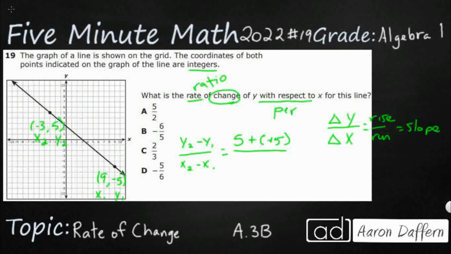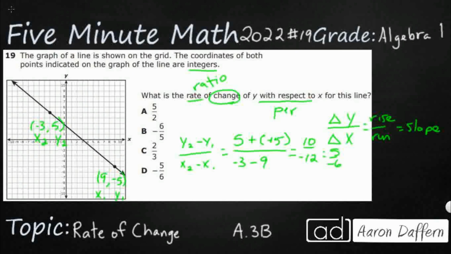Then I got my x sub 2 is -3 minus 9. So I got 5 plus 5 is 10. -3 minus 9 is -12 there. So then I simply need to write this underneath here. That's going to be 10 over -12, which is 5 over -6 if I'm simplifying. Now, we do see that answer there as D.